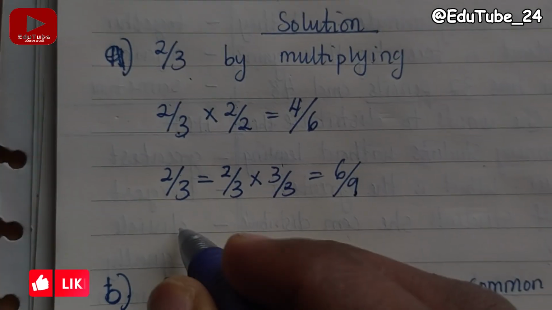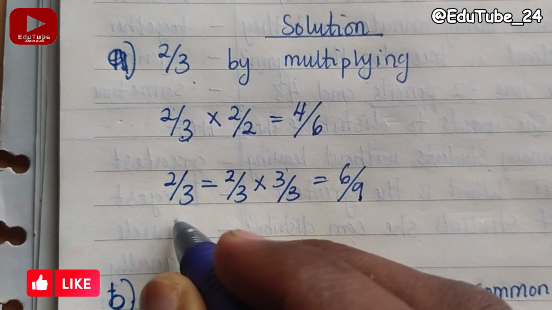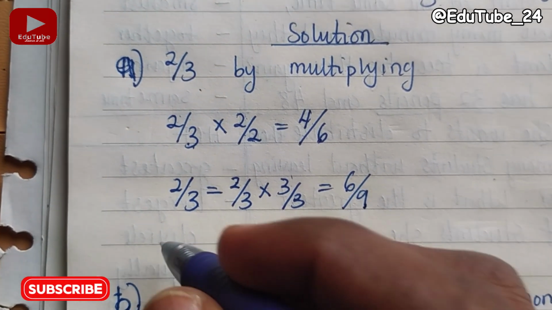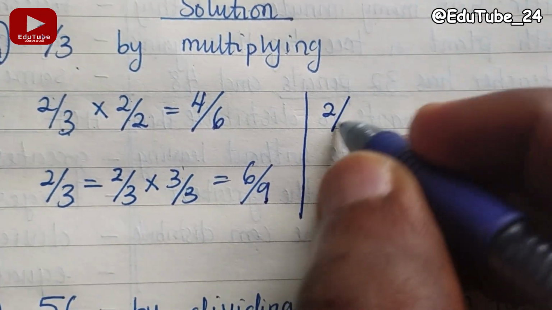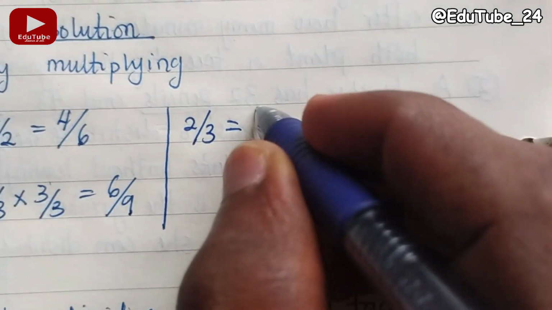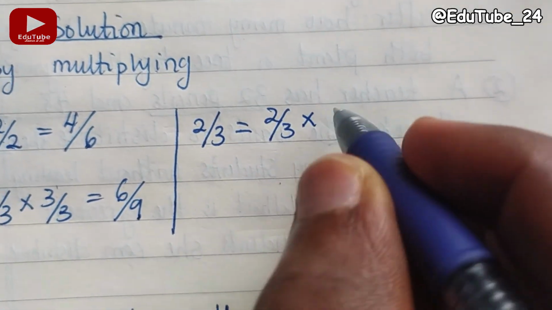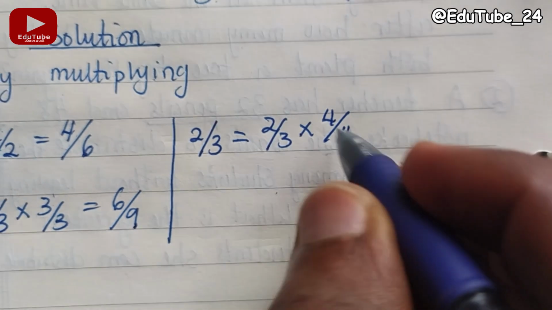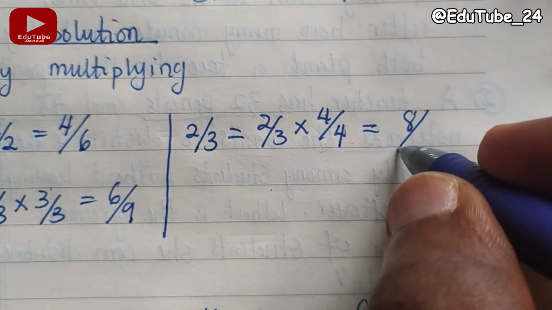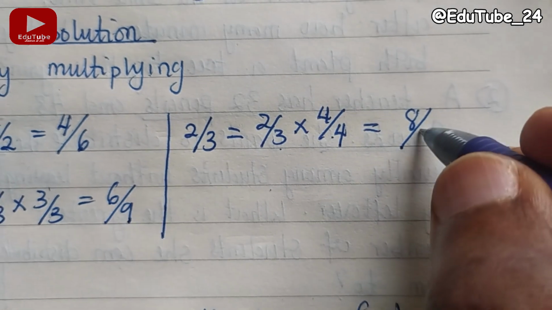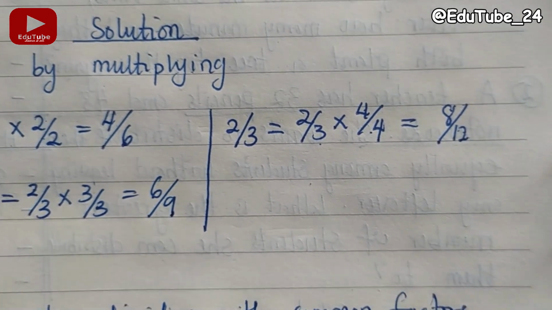9. And then I could also use 4 just to arrange it in sequence. So I'm still going to write 2 out of 3 is equal to 2 out of 3 times 4 out of 4. So 4 times 2, that will give me what? 8 out of, and then 4 times 3, that will give me what? 12. So I have 8 out of 12.